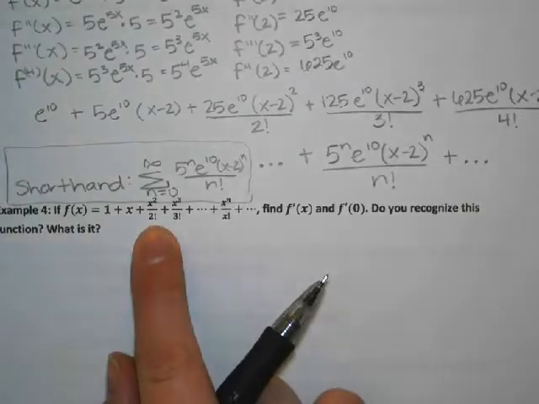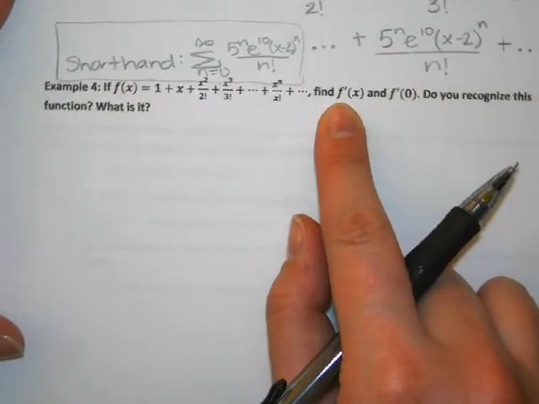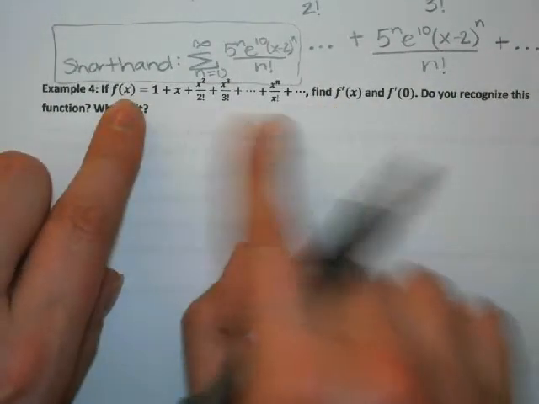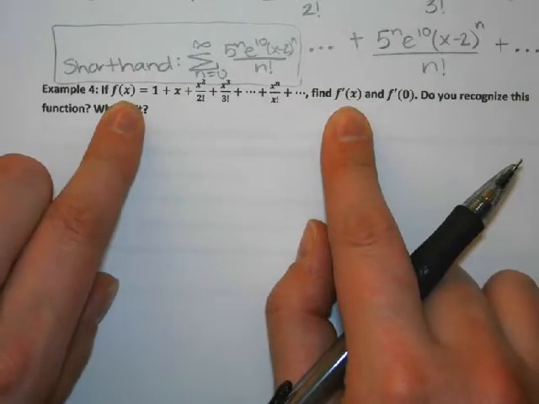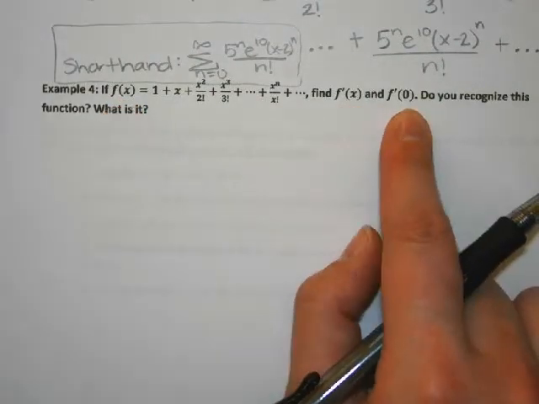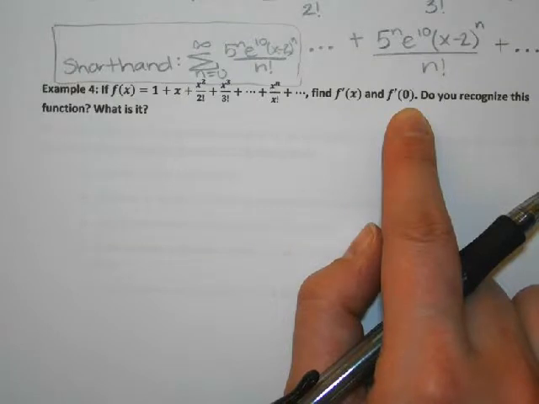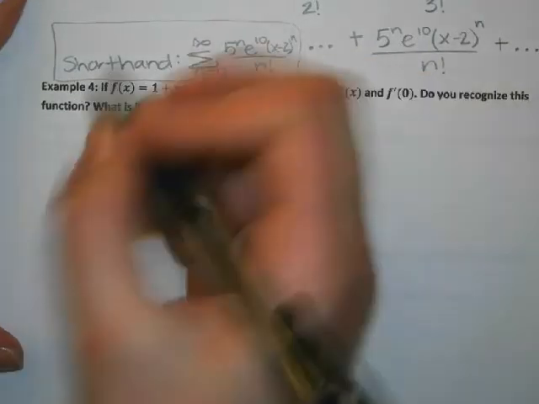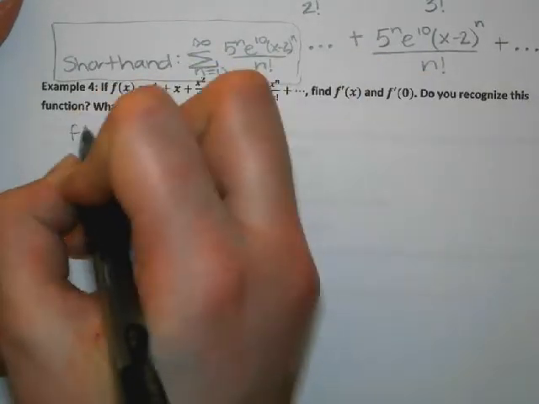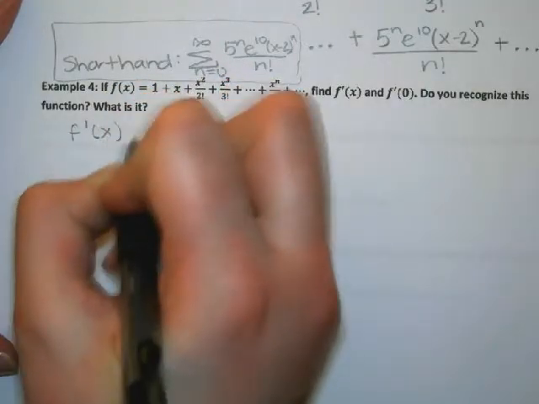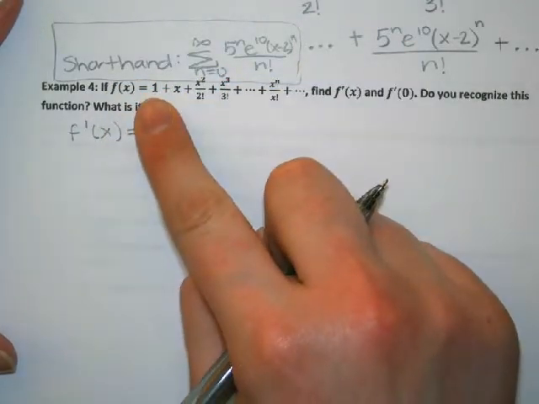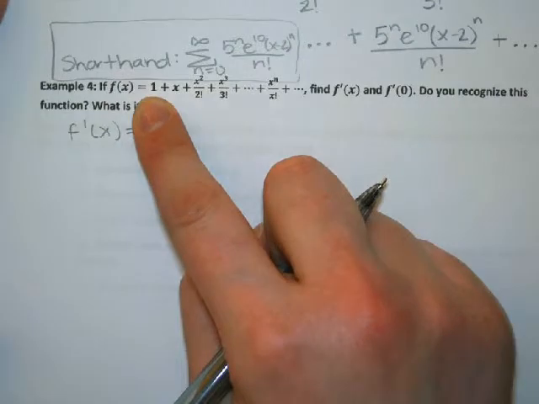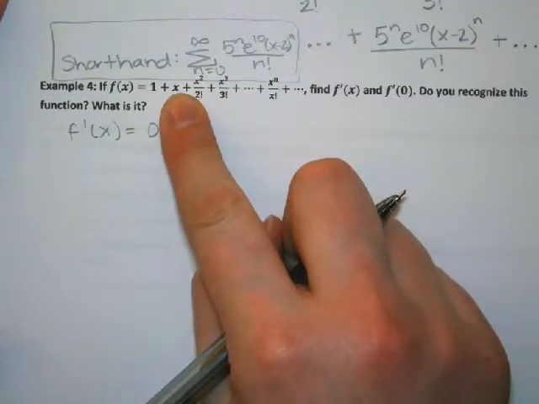It gives us this one right here, and it asks us to find the derivative of the function. So they're saying that this represents the function. They want us to find the derivative, and then they want us to find the derivative evaluated at 0. Okay? So let's go ahead and say we have f of x. Now we're going to find f prime of x. So what's the derivative of 1? 0. What's the derivative of x? 1.